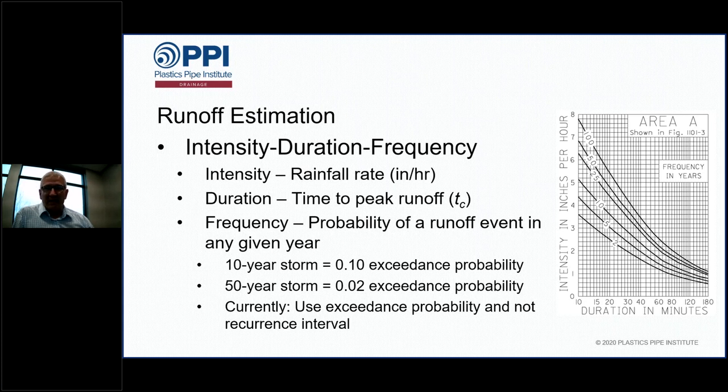So in the old days, we would say a 10-year storm, 50-year storm, 100-year storm, and a 10-year storm is a 10% exceedance, 50 years a 2% exceedance. Currently, there's a trend to move away from saying something is a 10-year storm or a 50-year storm, and instead we say it's a 10% exceedance or a 2% exceedance.